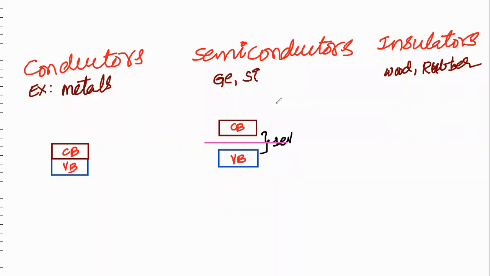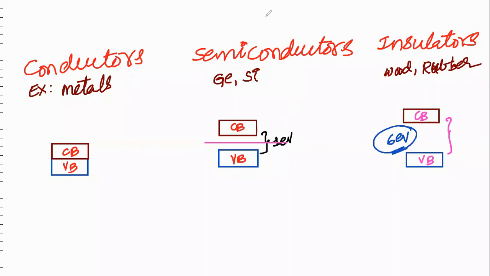So when we take the insulators, for the insulators, there is a large energy gap between the valence band and the conduction band. This is the valence band and this is the conduction band. Okay. So about 6 electron volts energy gap will be there between the valence band and conduction band for the insulators.